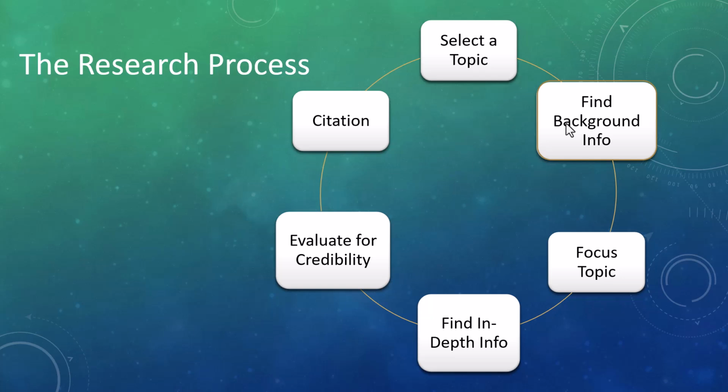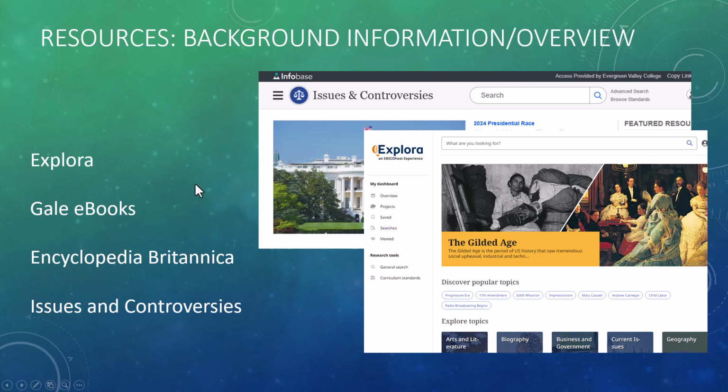After you've read some background information, you can focus your topic and make it a little bit smaller and see what some of the sub-issues are in your topic. After that, you find in-depth information, and then you evaluate all your information and cite it, and you're ready to write. Here are some of the best sources for background information that we have here in our databases.